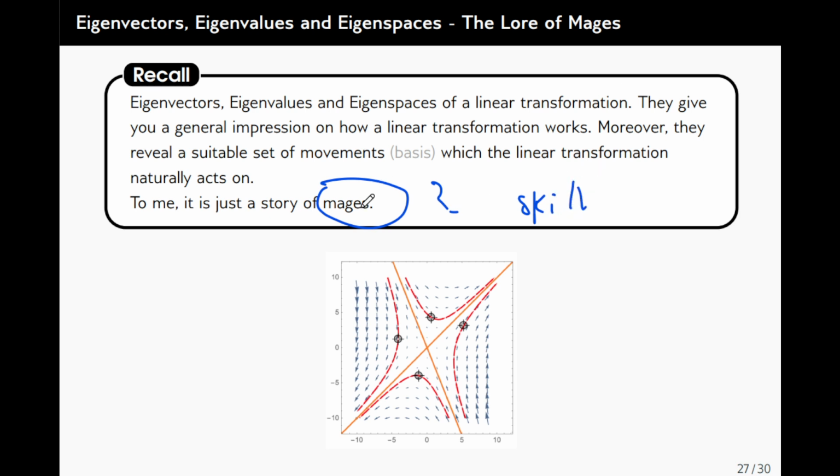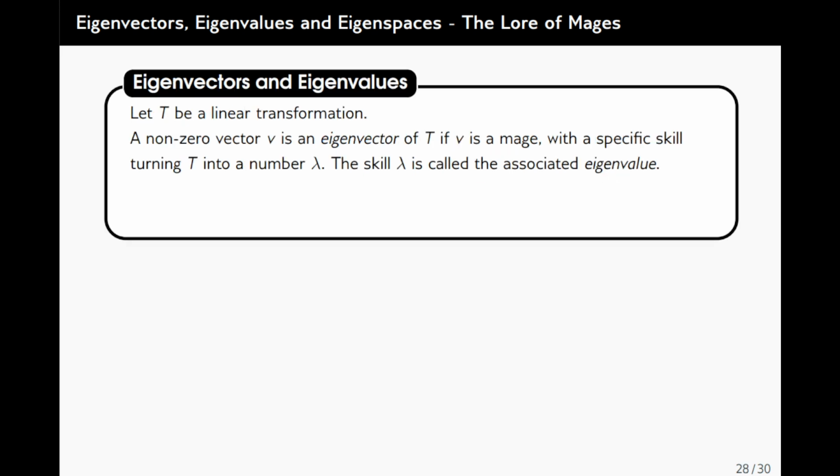So in this world, almost all mages have only one skill. It's called lambda. Okay, so this is the skill of the mages. I just call the mage V. So mages are always called V, and skills are always called lambda. So eigenvectors and eigenvalues are just mages and skills. So what do I mean by skill?